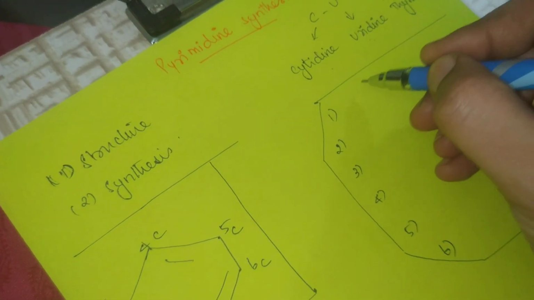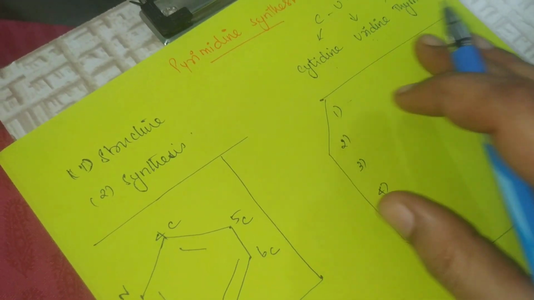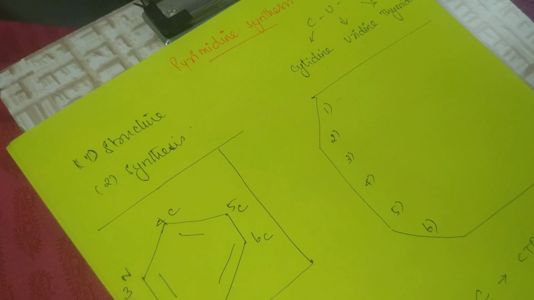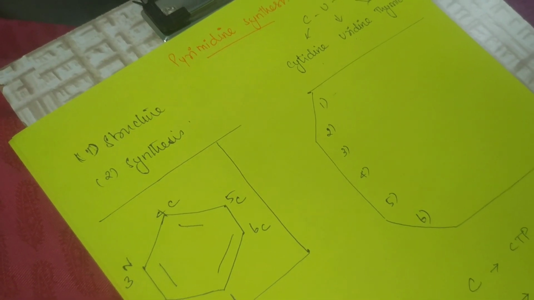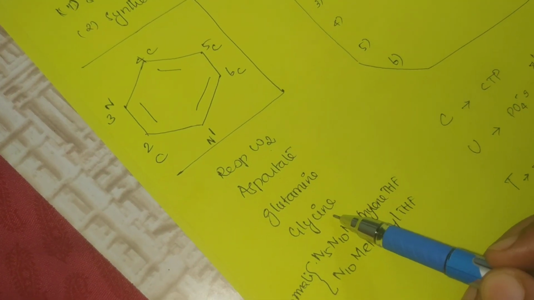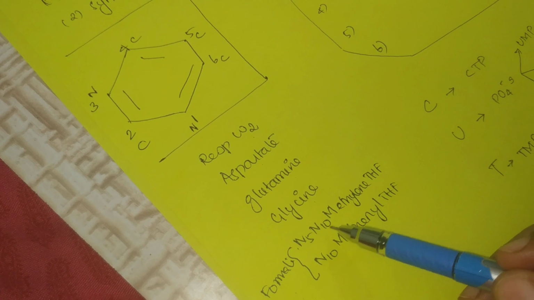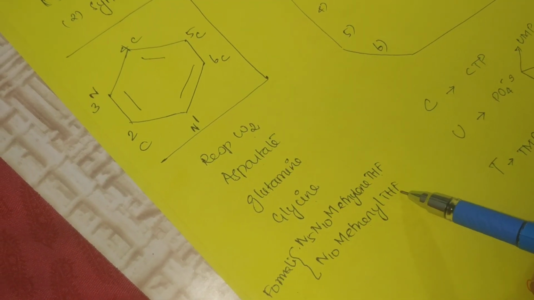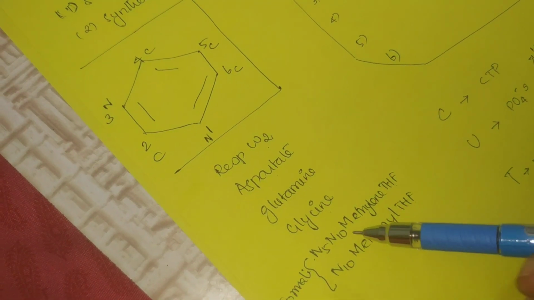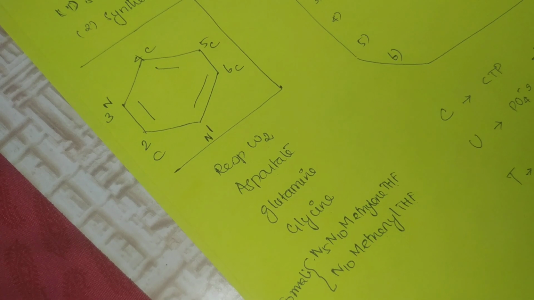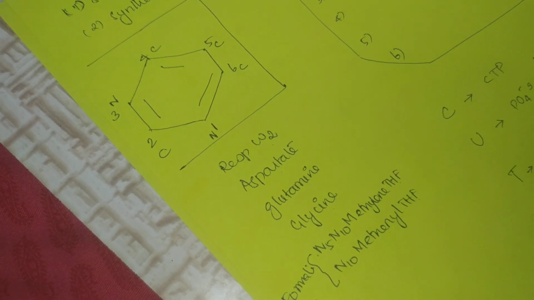Before we go into these 6 steps, let us see the ingredients of pyrimidines, as we have already seen the ingredients of purines. The ingredients of purines are respiratory carbon dioxide, aspartate, glutamine, glycine and formate, which is N5N10 methylene tetrahydrofolate and N10 methenyl tetrahydrofolate. So these are the 5 ingredients used for purine synthesis. Among these, we are going to take only 3 ingredients for pyrimidine synthesis.